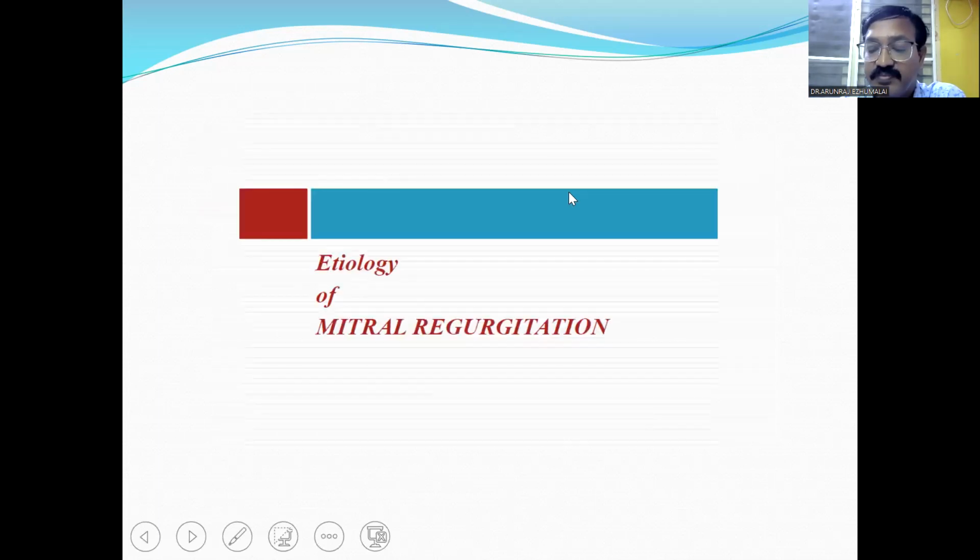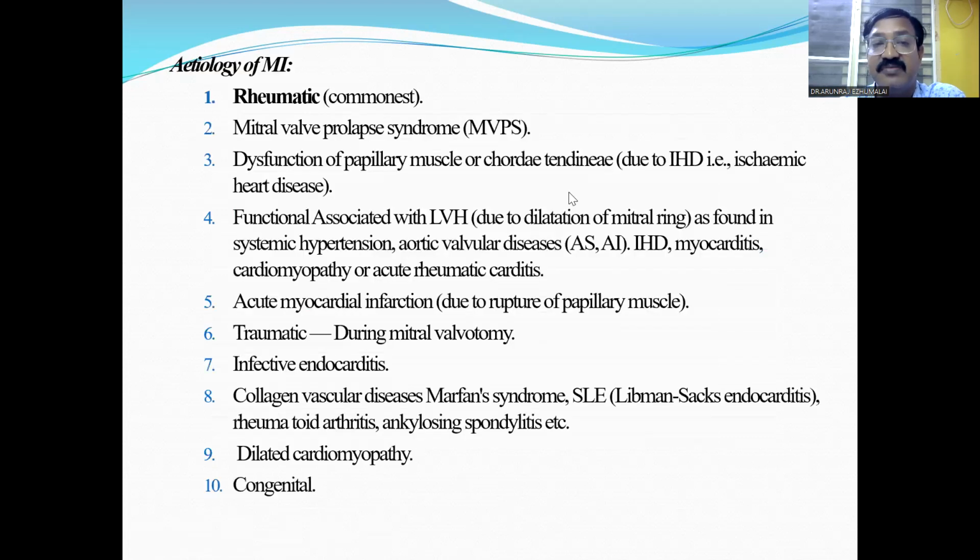Now, what are the etiologies you have to tell? There are three common main etiologies you should not forget. First, any mitral valve disease; the first etiology is rheumatic. Mitral valve prolapse syndrome may also produce mitral regurgitation. Then ischemic causes: destruction of the papillary muscle or chordae tendineae due to ischemic heart disease. Whenever there is a myocardial infarction, it may damage the papillary muscle, and the patient may have papillary muscle rupture or chordae tendineae rupture, and so mitral regurgitation.